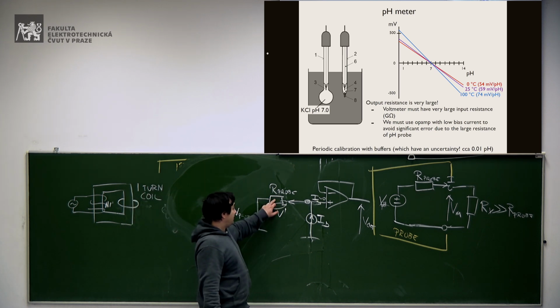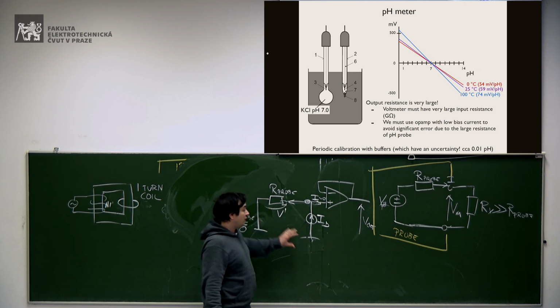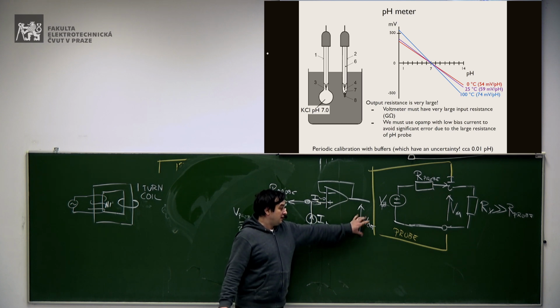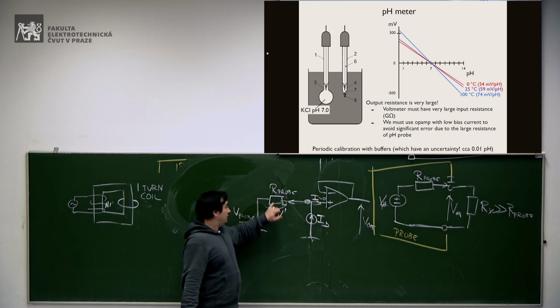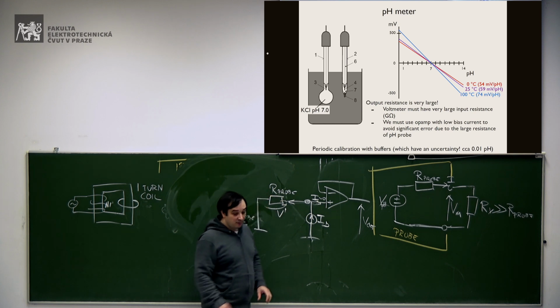So if you have this resistance very large, you definitely need this bias current to be very low, to avoid finding here a very large voltage due to the effect of the bias current flowing through the resistance of the probe.